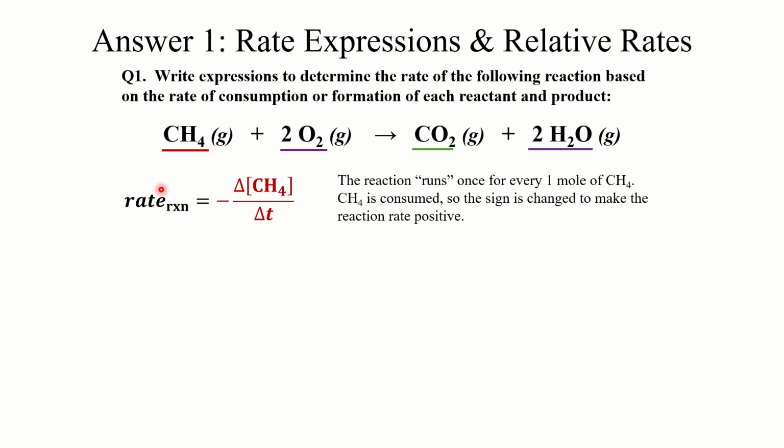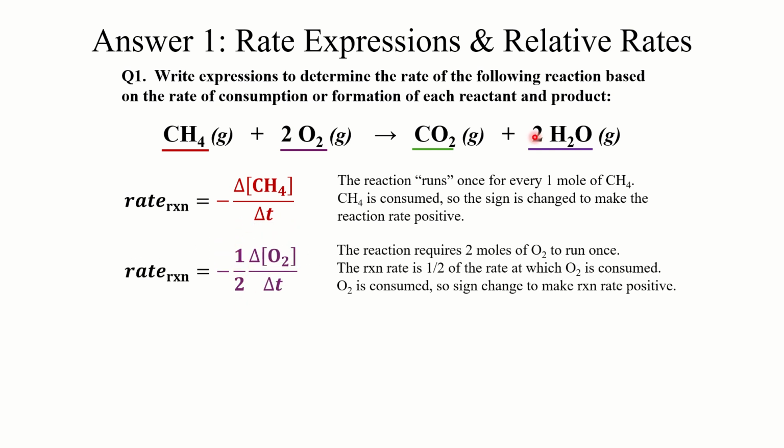If we were to write this expression for O2, we should recognize that it will similarly have a negative out front because O2 is a reactant being consumed, but you need a 1/2 in front. Notice that if one cycle of the reaction runs, 2 moles of O2 are consumed. So the O2 is actually being consumed twice as fast as the reaction rate itself. We would then say that the rate of the reaction equals negative 1/2 delta O2 over delta T.